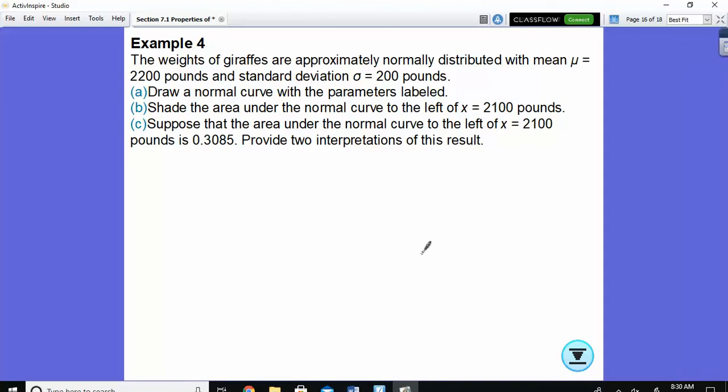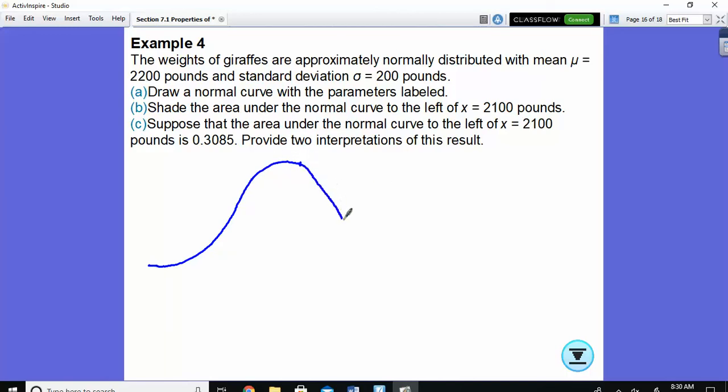So let's do that here. The weights of giraffes are approximately normally distributed with a mean of 2,200 pounds and a standard deviation of 200 pounds. Draw a normal curve with the parameters labeled.